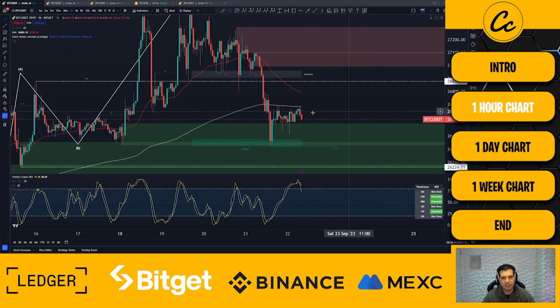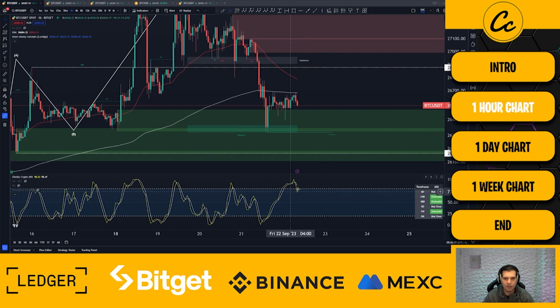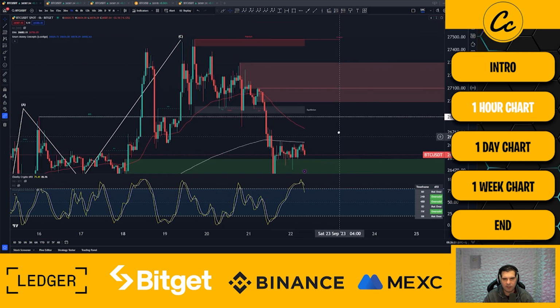Now, at the moment, as you can see, we are below the 200 hourly EMA, and it is resistance. We are just coming down from overbought, so expect further to the downside.